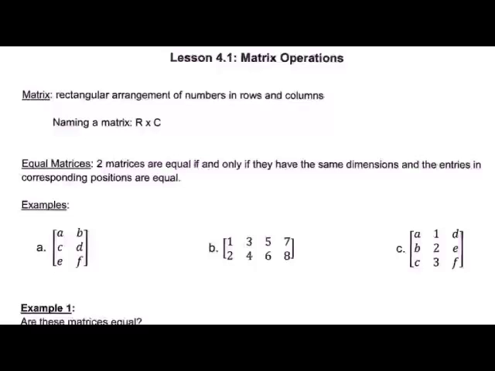the data organized. We name matrices by their rows and their columns. So remember that rows are left to right, columns are up and down. So for instance, if we have a 3 by 2 matrix, that means that there are 3 rows and 2 columns. So again, it's rows by columns. Equal matrices are 2 matrices that are equal if and only if they have the same dimensions and the entries in corresponding positions are equal. And we're going to look at some examples of this.